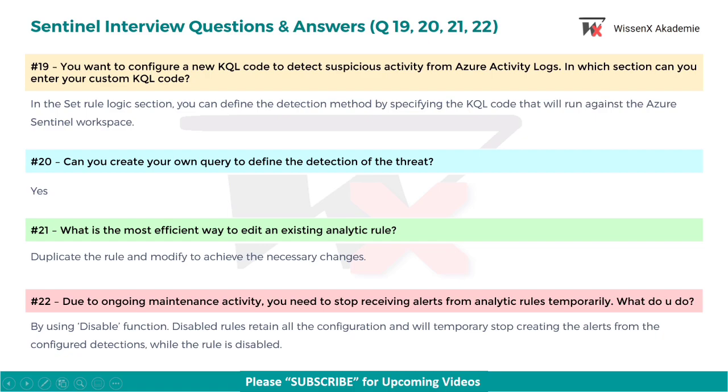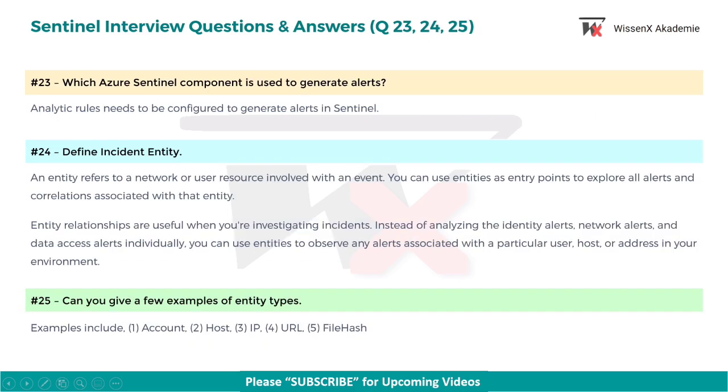Next, due to ongoing maintenance activity, you need to stop receiving alerts from analytic rules temporarily. What do you do? By using disable function. Disabled rules retain all the configuration and will temporarily stop creating the alerts from the configured detections while the rule is disabled. Next, which Azure Sentinel component is used to generate alerts? Analytic rules need to be configured to generate alerts in Sentinel.